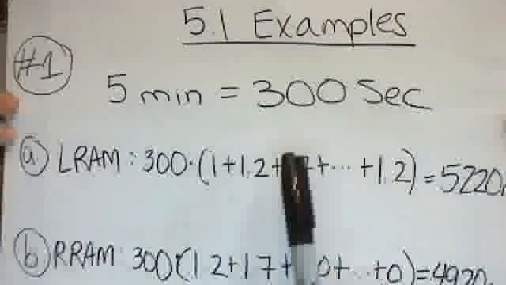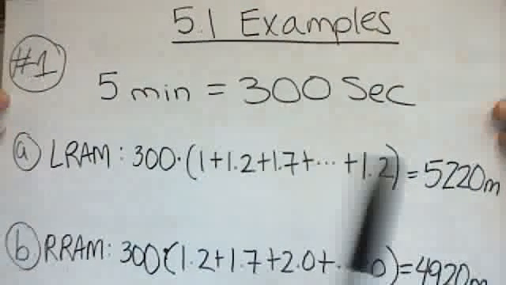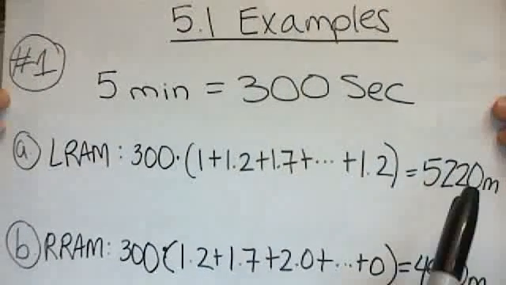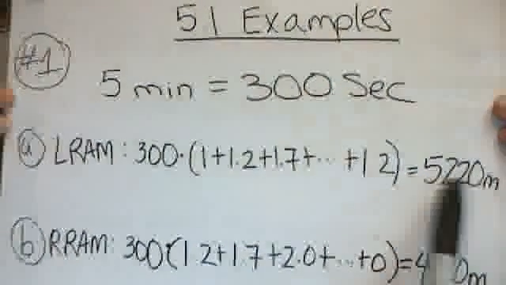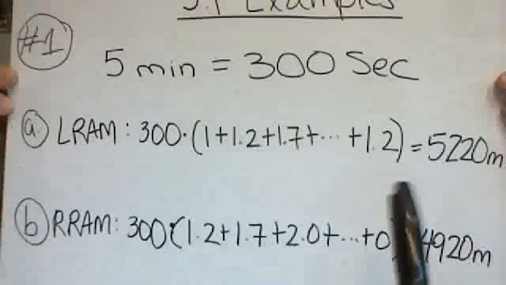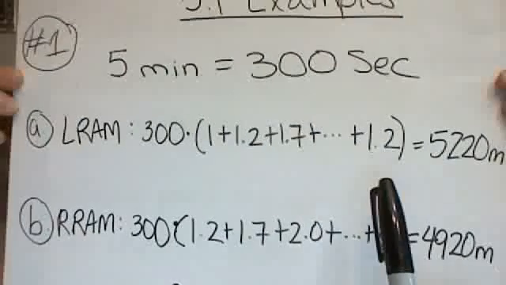values given in the table, which is 1, 1.2, 1.7 plus dot dot dot. We're not going to put all of them, but we used them in the calculator, and we're going to multiply those two together. And we get a distance of 5,220 meters that the bottle traveled during that period of time of 60 minutes.